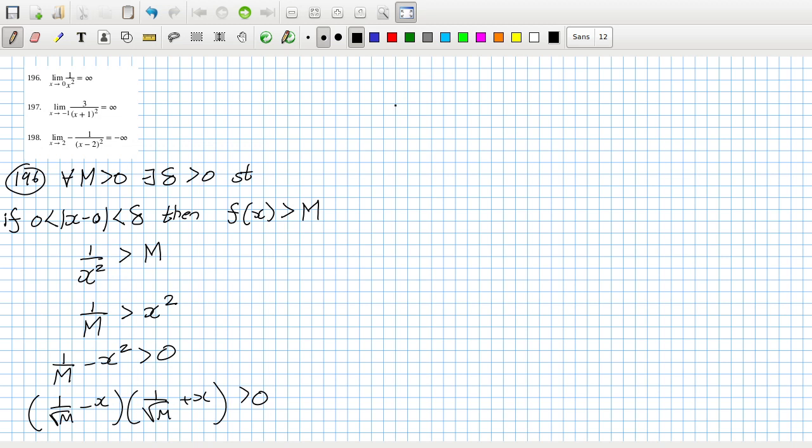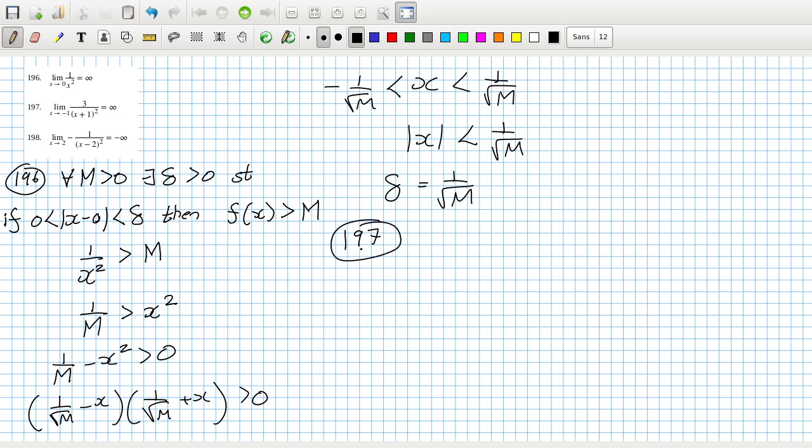So that means that x is between minus 1 over root m and 1 over root m, which means the absolute value of x is less than 1 over root m. So we can see that the delta is 1 over root m. Okay, good. 197.